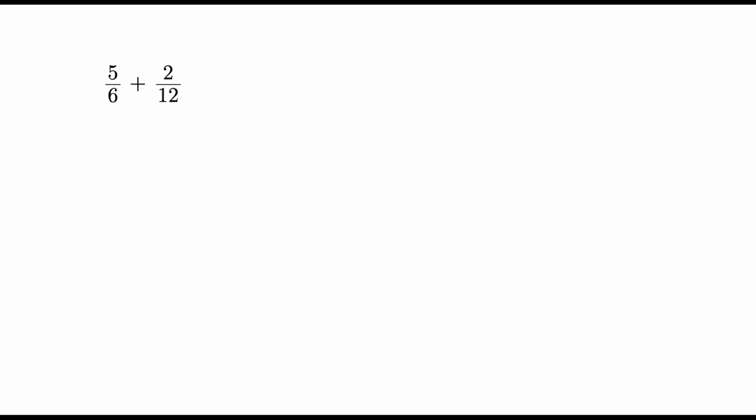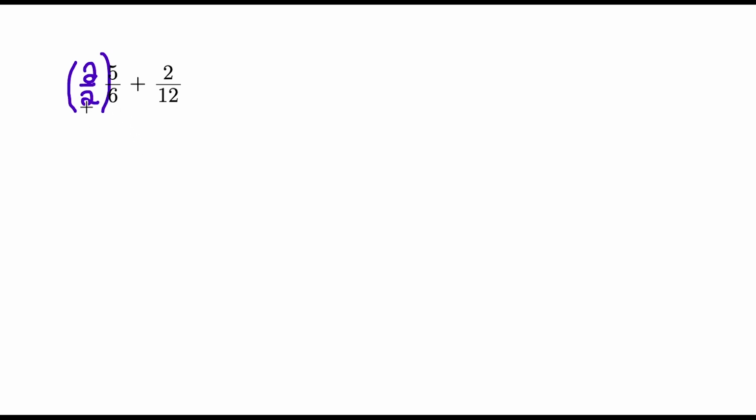Now let's look at the case where we don't have common denominators. Well, we need to change either one or both of these fractions so that the number in the bottom is the same for both. So here, 6 goes into 12 2 times. So in order to turn 6 into 12, I have to multiply it by 2. And since I don't want to change the original value of this fraction, whatever I do to the denominator, I have to also do to the numerator.